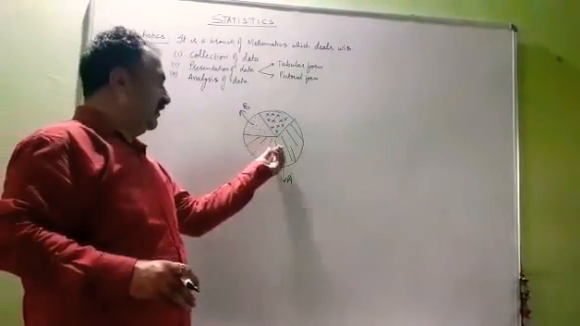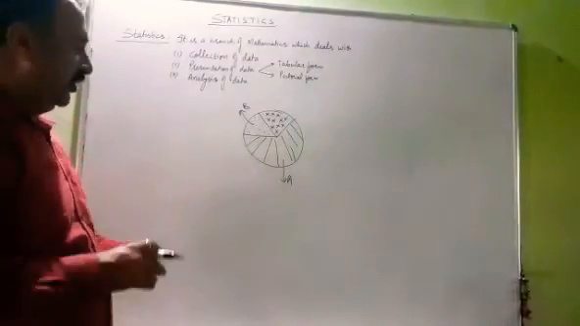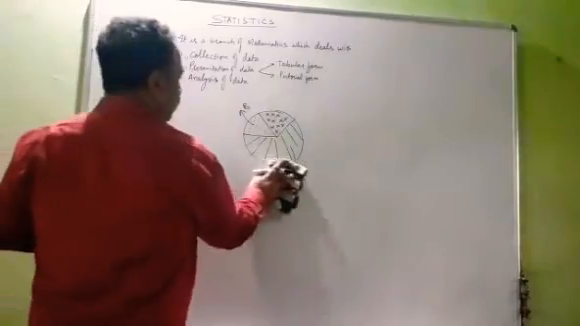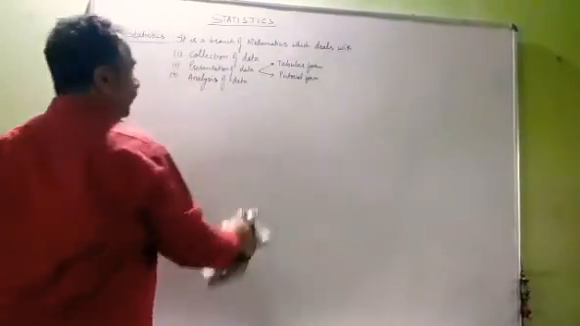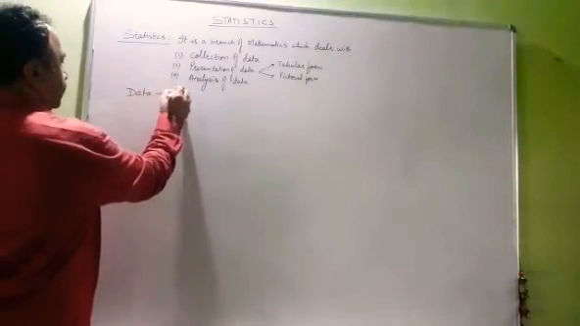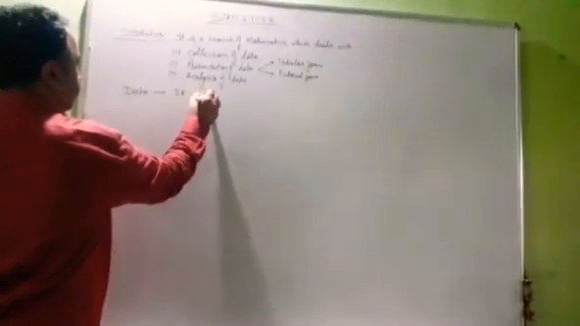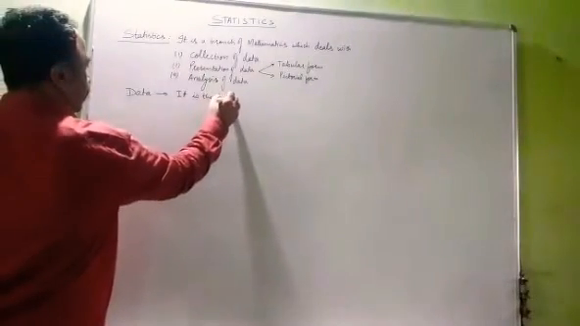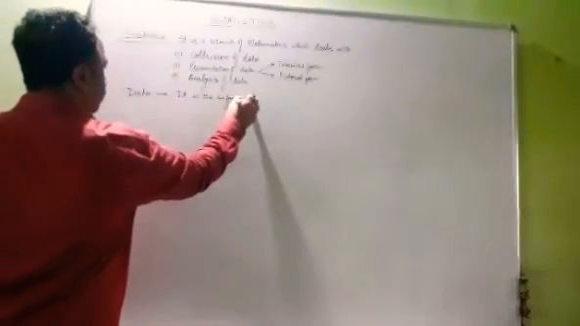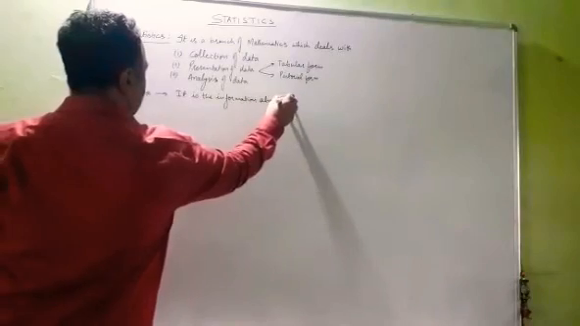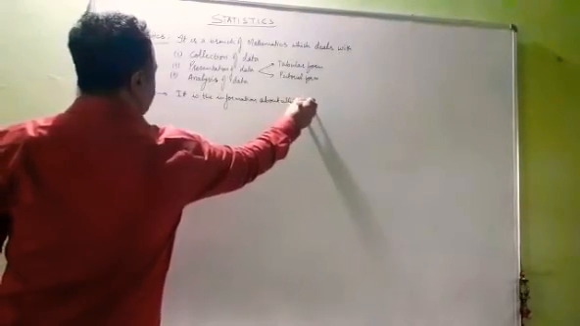So this is the conclusion you are coming across. Now you have presented data in the form of a pictorial form. So now we'll learn more things. Here we are coming across a term called data. It is the information about which we study.